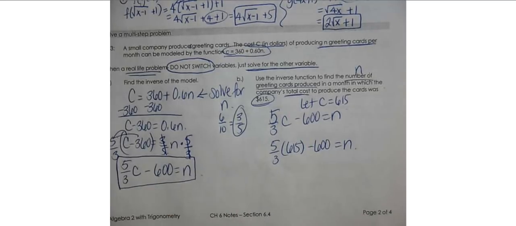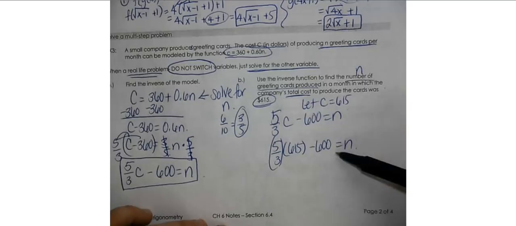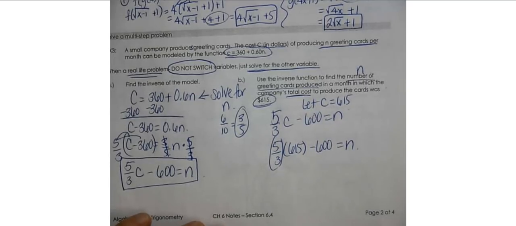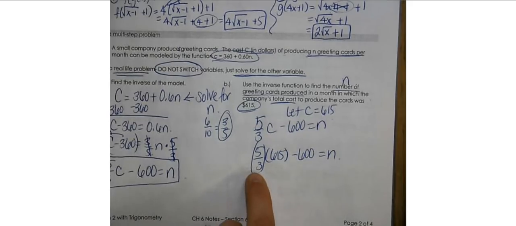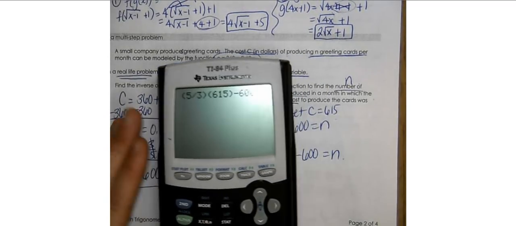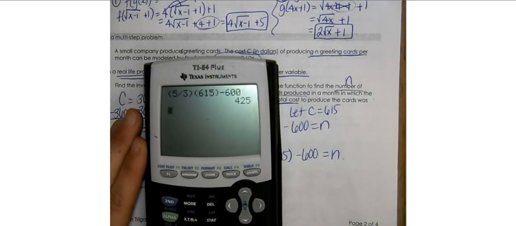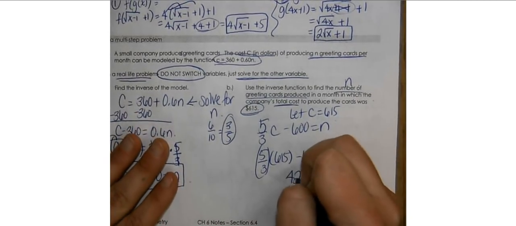of greeting cards. Because we're dealing with all numbers here, you can simply put this entire expression into your calculator exactly as you see it. Please make sure, though, that you use parentheses around the 5/3. So we enter it into our calculator exactly as we see it. Press enter, and we end up with 425. So 425 is equal to n.